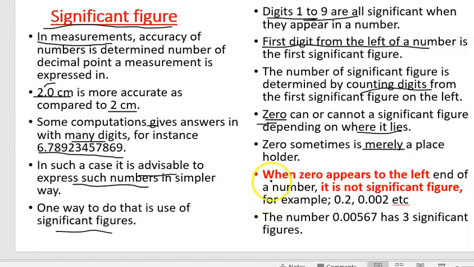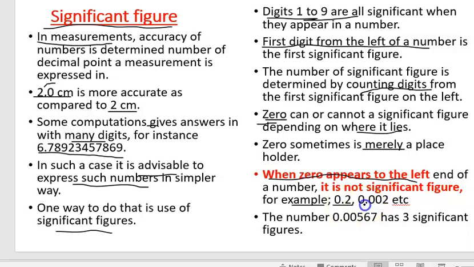Now, remember this, that when 0 appears to the left end of a number, then it is not a significant number. If 0 appears to the left of a number, it's not significant. I've provided 1 or 2 examples here. Consider a number like 0.2. Because 0 is appearing to the left of the number, that 0 is not a significant number, and therefore we are saying 0.2 has only one significant figure, which is 2.